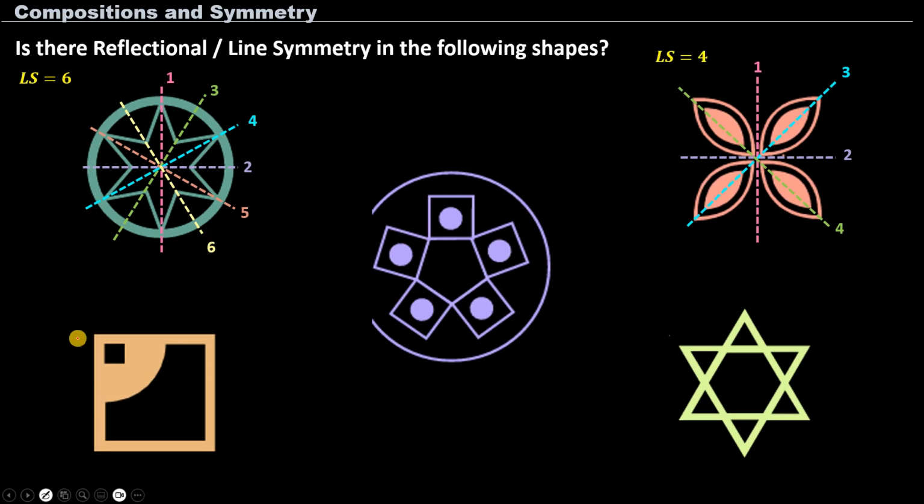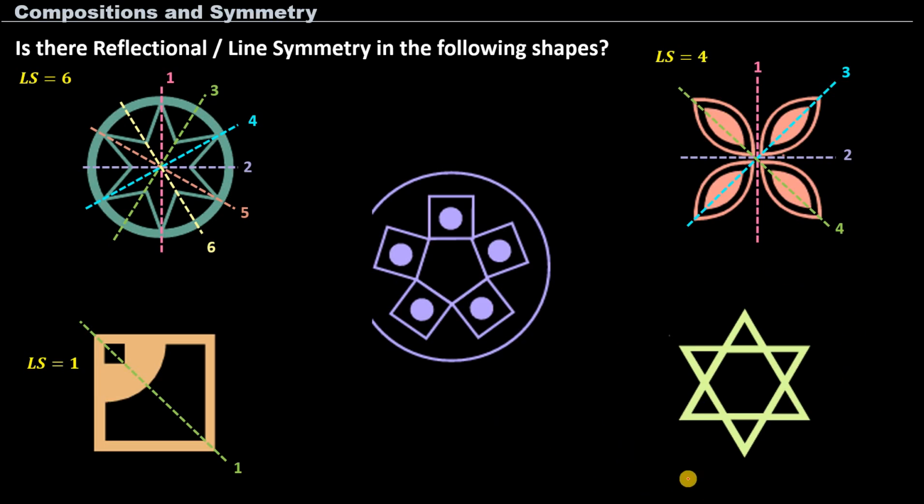If we go down to our square, we can't go straight down because this little half circle is stunting it off. We can't go across because of that circle as well. We can't go down this diagonal because again there's nothing to match it up with. So the only place that we could draw a line to make it symmetrical is the downward slope diagonal here. That would map everything perfectly across to the other side. So this one only has 1 line of symmetry.